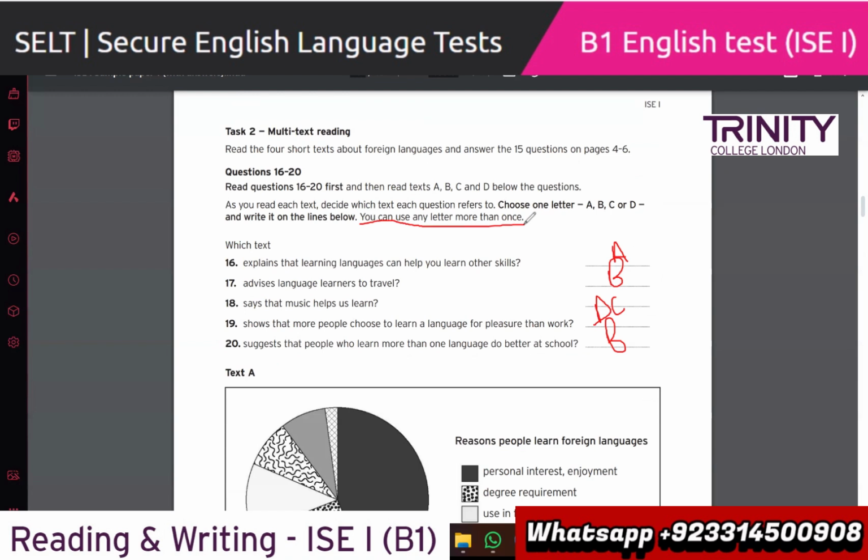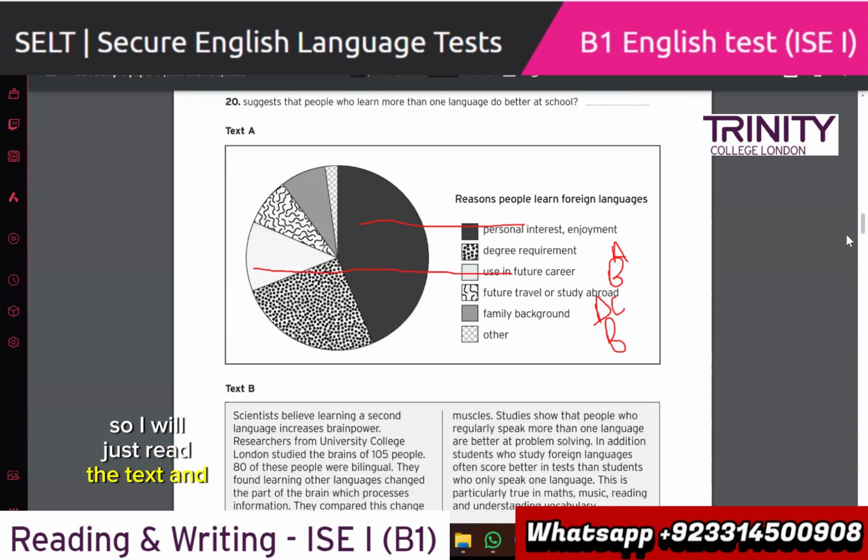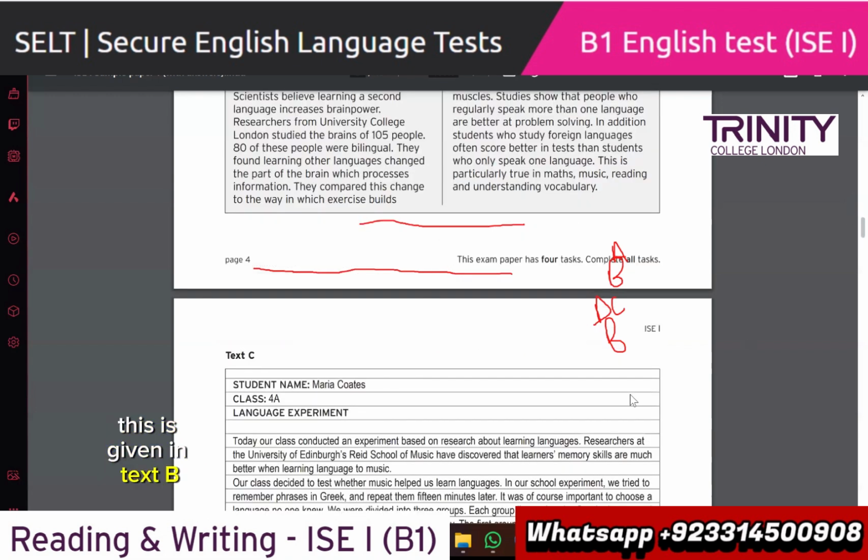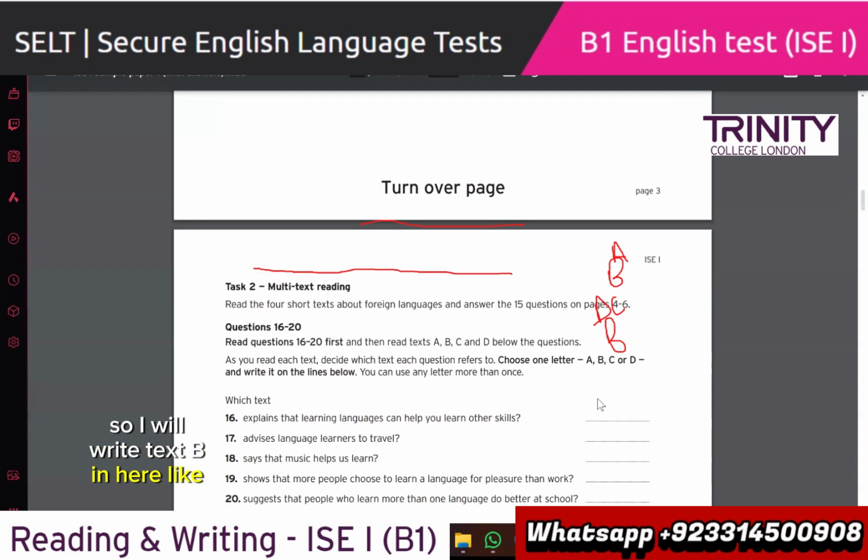Okay. For example, we say explain that learning languages can help learn other skills. Maybe it is given in text B. So I will just read the text and say, oh, this is given in text B. So I will write text B in here like this. Okay. Yeah, it means multitasking.